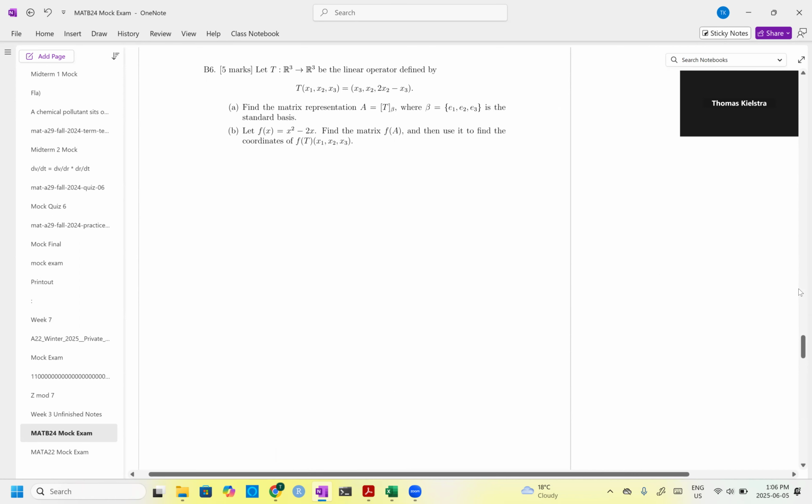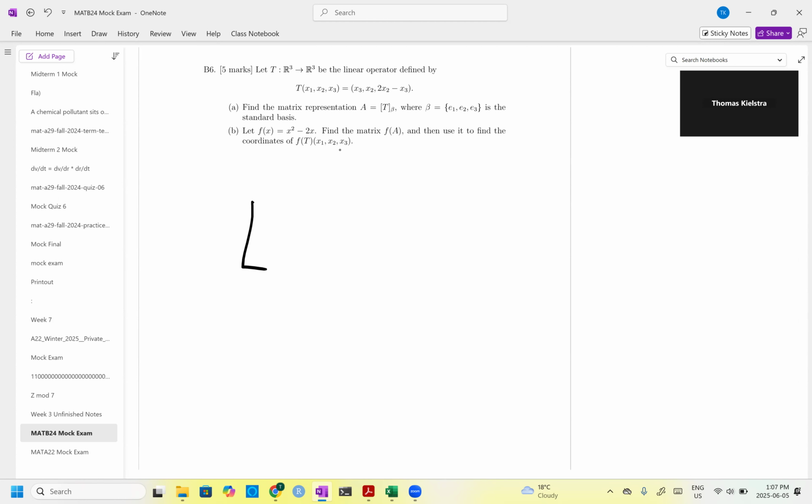Now we have here a matrix representation: find the matrix F alpha, and then use it to find the coordinates of Ft for this expression. I think this is a valid exercise for you guys to work through.